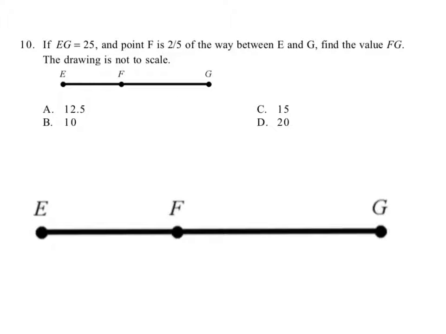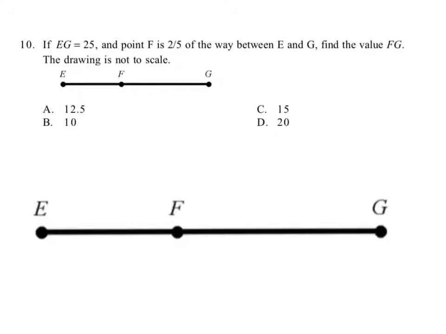Okay, if EG is 25, the entire length of the segment here is 25, and point F is 2/5 of the way. I've recopied this whole thing down on the bottom. F is 2/5 of the way. It's not drawn to scale, but we can see that F is a closer distance to E than it is to G. So when it says 2/5 of the way between them, it's closer to E.